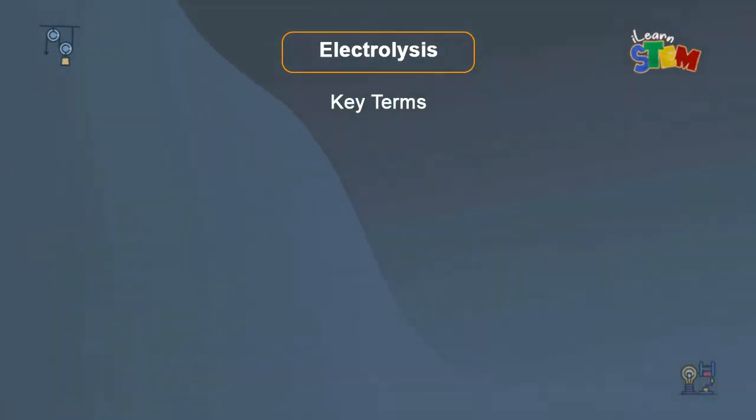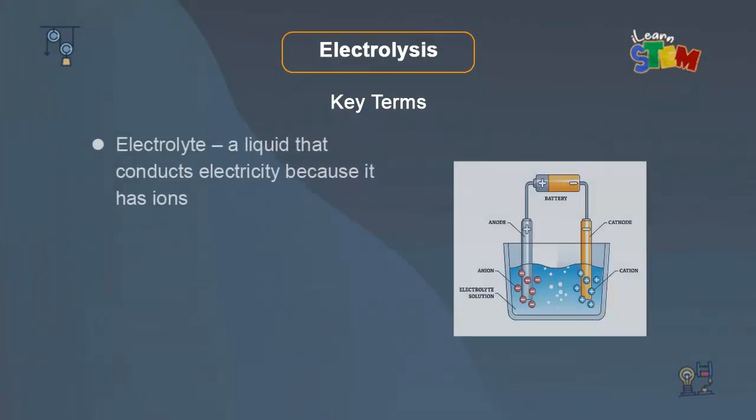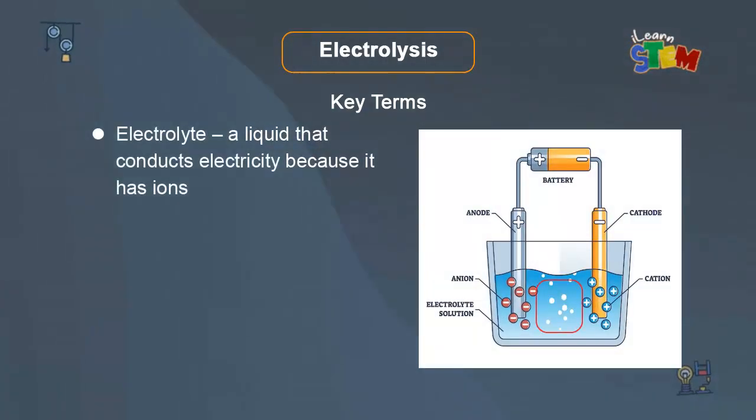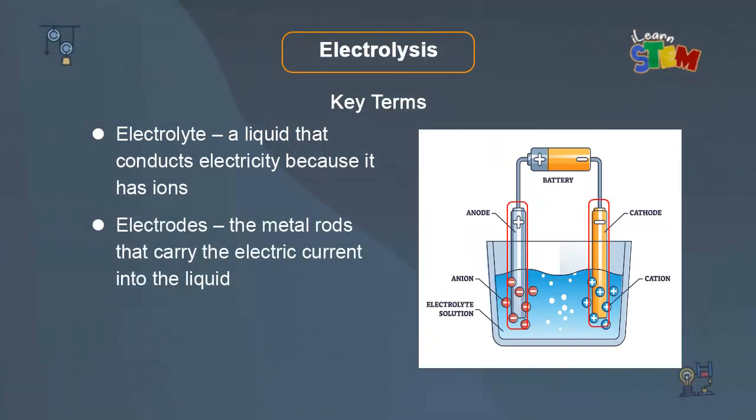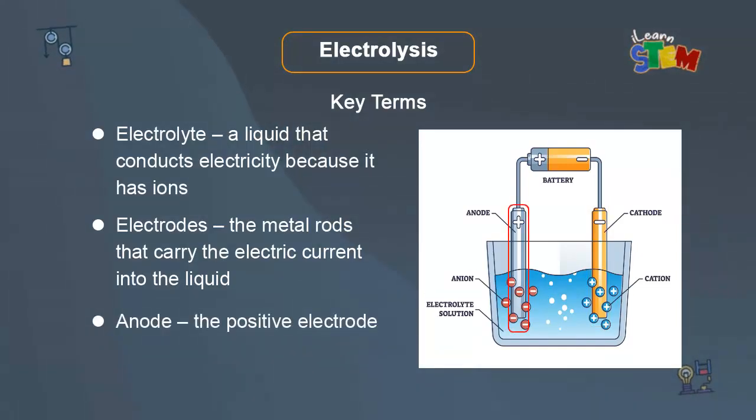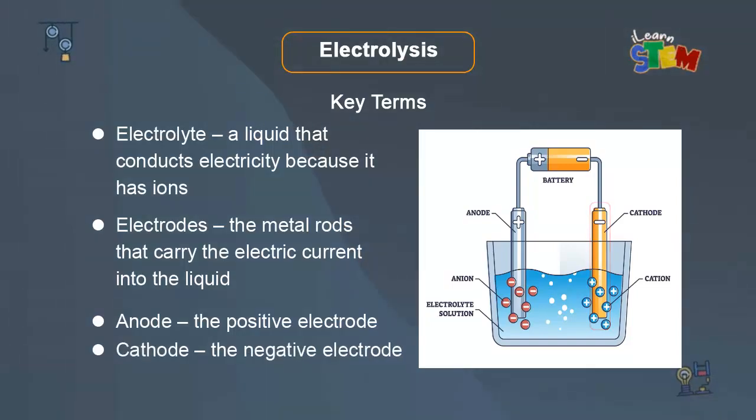Here are the key terms in electrolysis. An electrolyte is a liquid that can conduct electricity because it contains charged particles called ions. Electrodes are metal rods that carry the electric current into the electrolyte. The anode is the positive electrode where oxidation occurs, while the cathode is the negative electrode where reduction takes place.